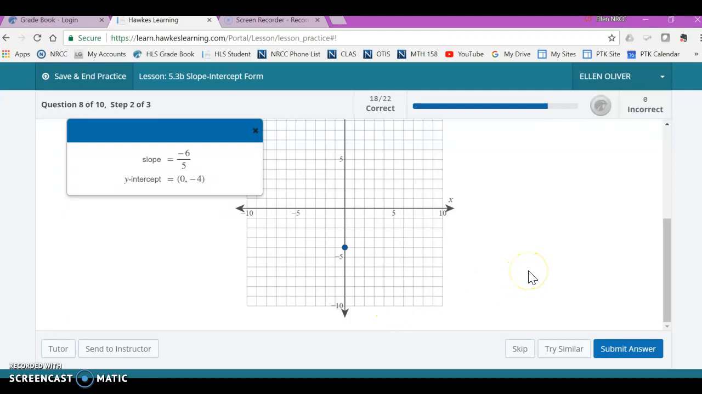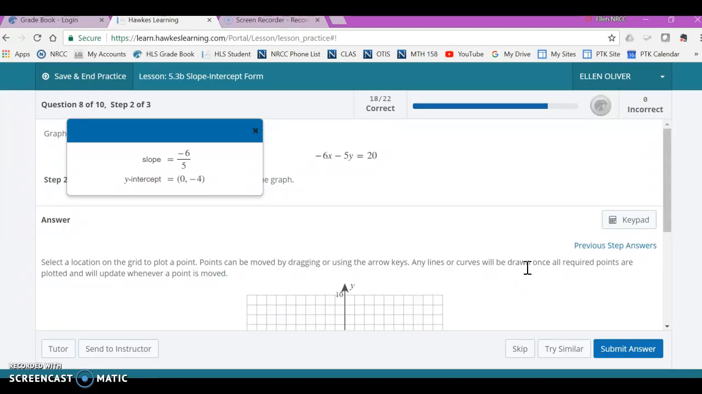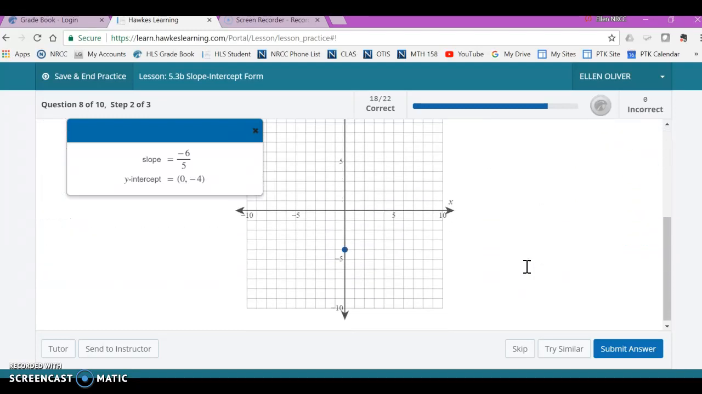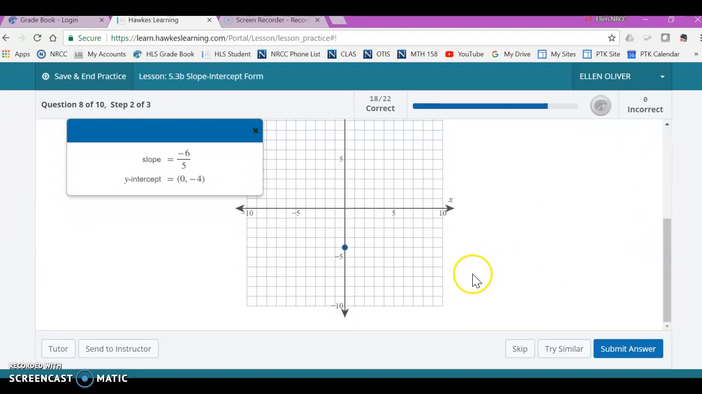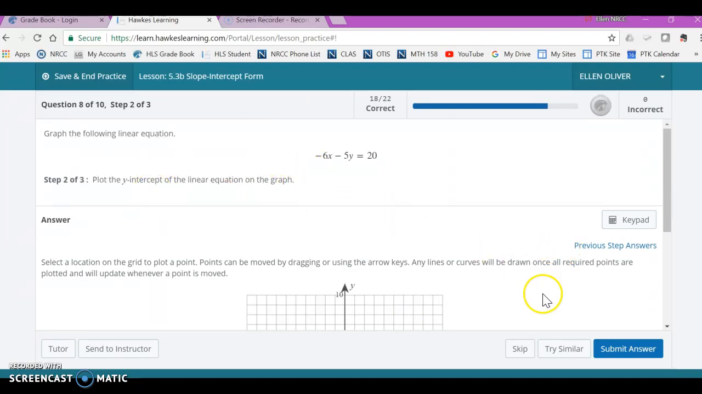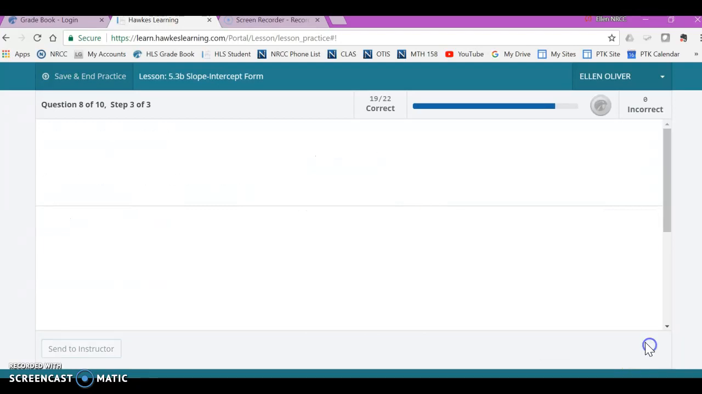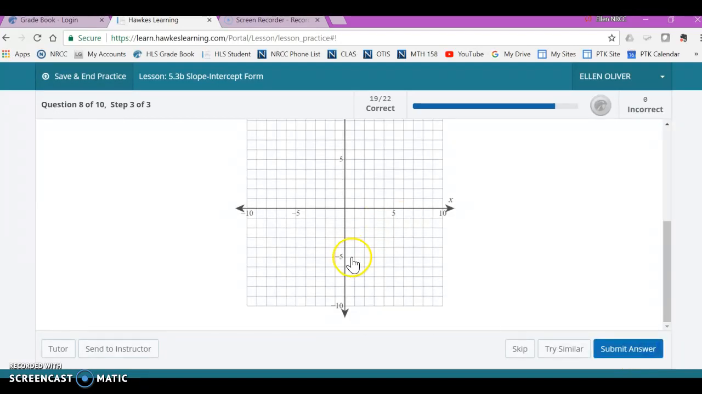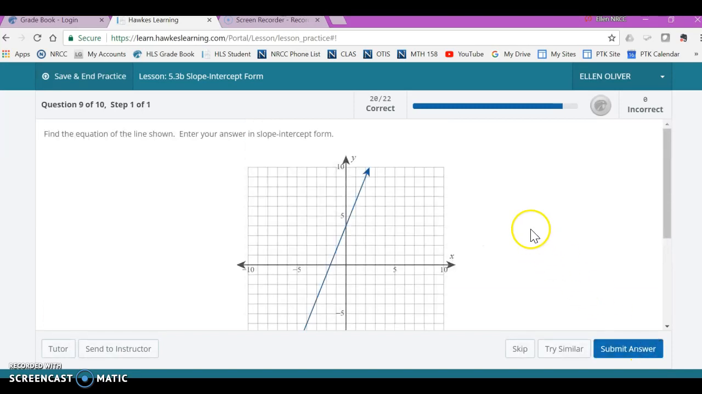Oh, whoops. What am I doing wrong? Down 6 to the right 5. Why won't it let me plot a point there? Plot the y-intercept. Well, that's why, because that's all I want first. Got to read the directions. All right, so I was at negative 4. So down 6 to the right 5 puts me here. And remember, they put the line back there for me, so I can check and make sure that I put it in the right place.